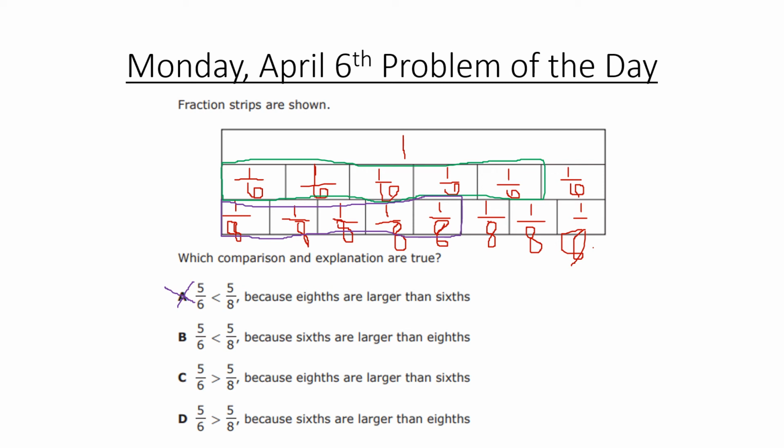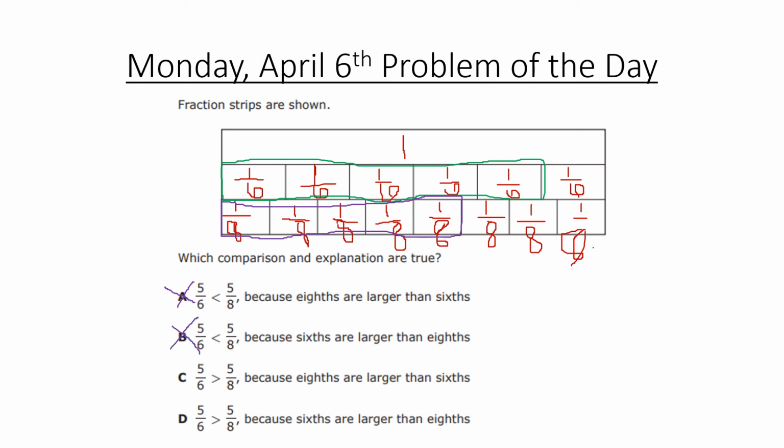Remember, I can always use my symbol here. The alligator mouth is always facing the larger fraction. So that makes letter A incorrect, because 5 out of 8 we know is not larger than 5 out of 6. So I eliminated answer choice A. I can also eliminate answer choice B, because again, the alligator mouth is facing 5 8, and I know that 5 8 is smaller than 5 6. So I can automatically eliminate answer choice B.